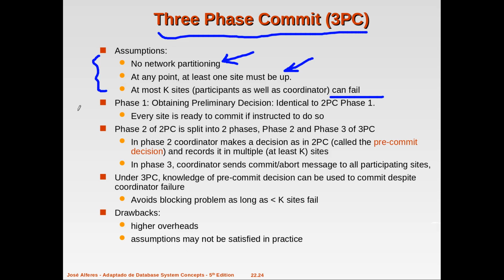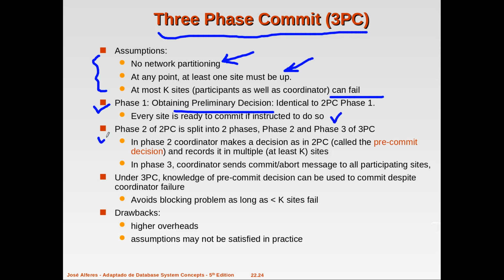So here in phase 1, it is doing exactly as in the two-phase commit protocol. It will obtain the decision similar to phase 1 of the two-phase commit protocol. That means every site is ready to commit if instructed to do so.